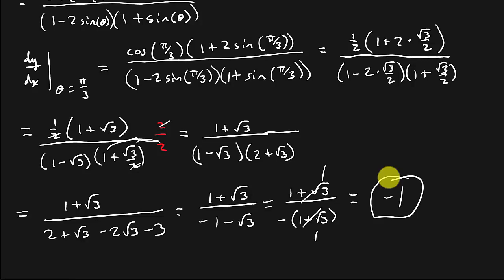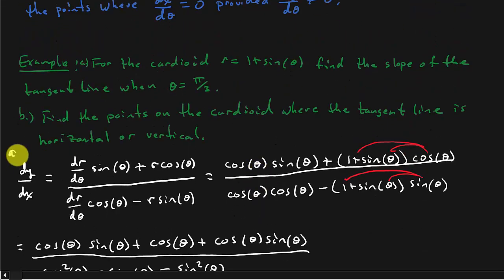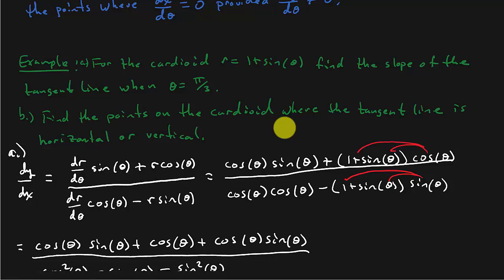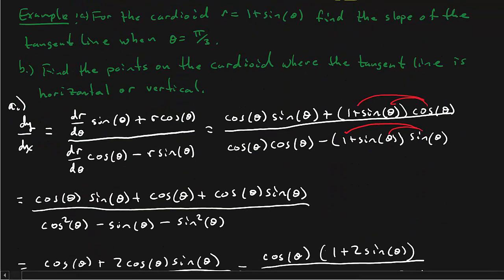Okay. All right. So now what did it tell us to do? That was only part A. See there, that was part A. This is a long problem. Part B, find the points where the tangent line is horizontal or vertical. All right, let's do that. So remember, horizontal tangent lines are where dy d theta is 0, that would be our numerator, and vertical tangents where dx d theta is 0, that would be our denominator.